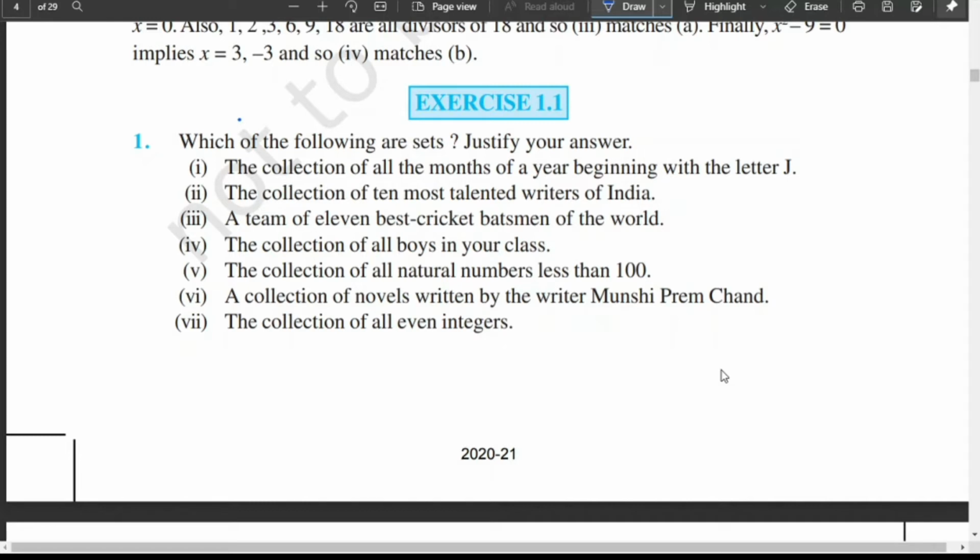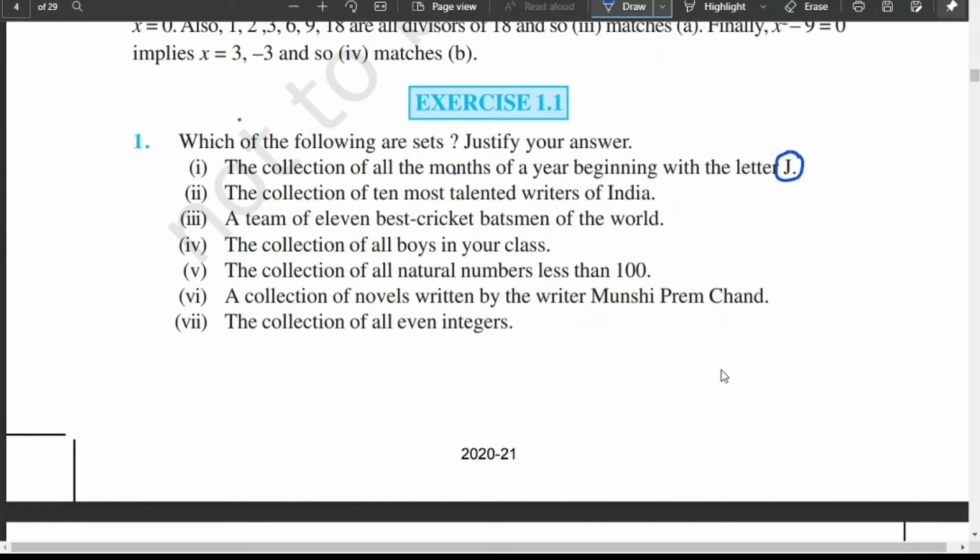Now with the information and the introduction we got, we will solve exercise 1.1. Which of the following are sets? Justify your answer. Now we know a set is a well-defined collection of objects. Well-defined it should be. So the collection of all months of the year beginning with letter J.